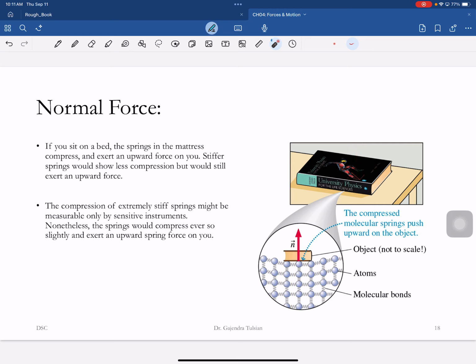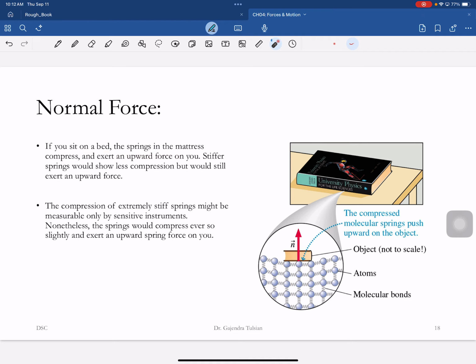So the total force is perpendicular to the surface. It's not parallel to the surface, or at an angle, it's perpendicular to the surface. And that's why it's called a normal force. Normal in mathematics means perpendicular. So it's a perpendicular force.